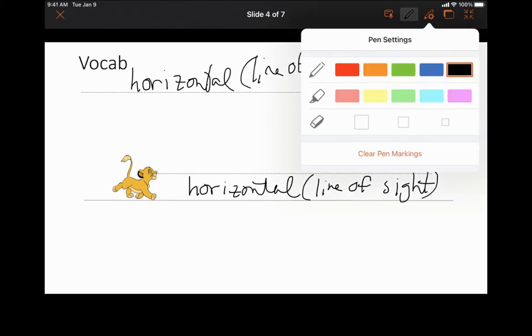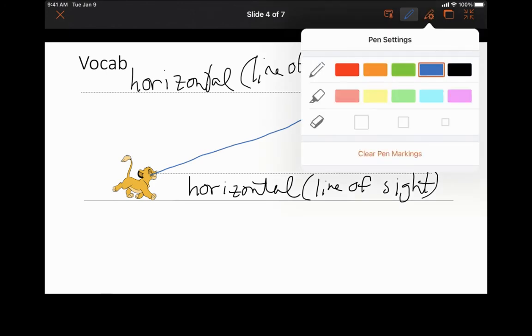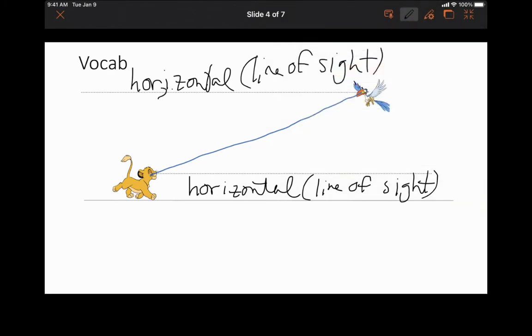Now, when they're looking at each other, it creates another line. So you can see the two horizontals are parallel, and then this invisible line, them looking at each other, is a transversal. Kind of cool, right? Applying some of the terminologies that we've learned before.